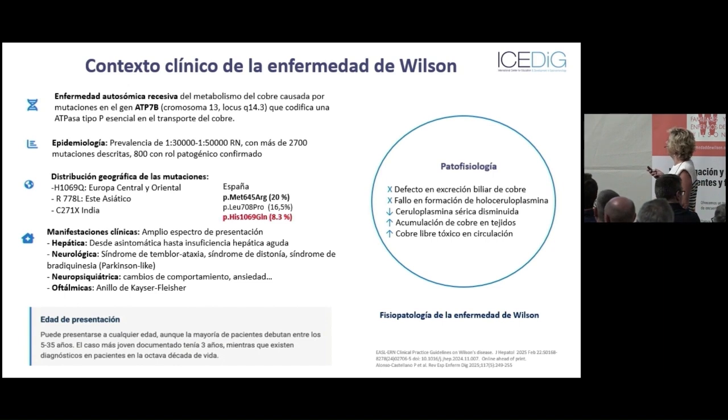It is very rare. We're talking about 1 in 30,000 to 1 in 50,000. Very heterogeneous, with 2,700 mutations, 800 with a confirmed pathogenic role. In Spain, there's a gene map, and we've seen that the most frequent mutation has a low penetration in Spain, which has perhaps led to under-diagnosing, because when you look at the most frequent variants, this is not frequent in Spain.